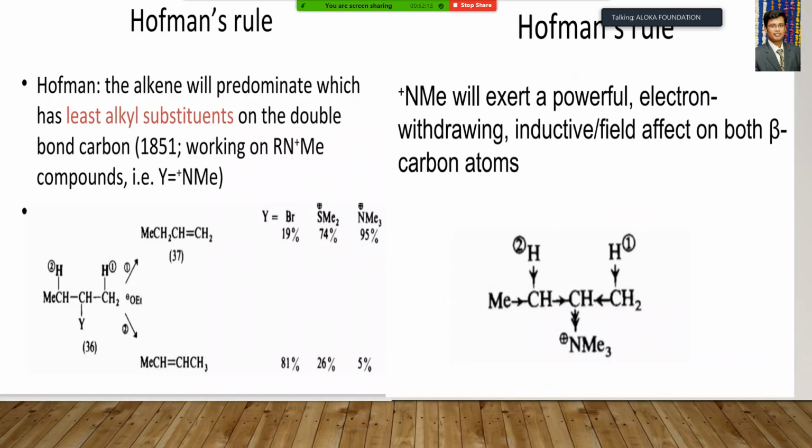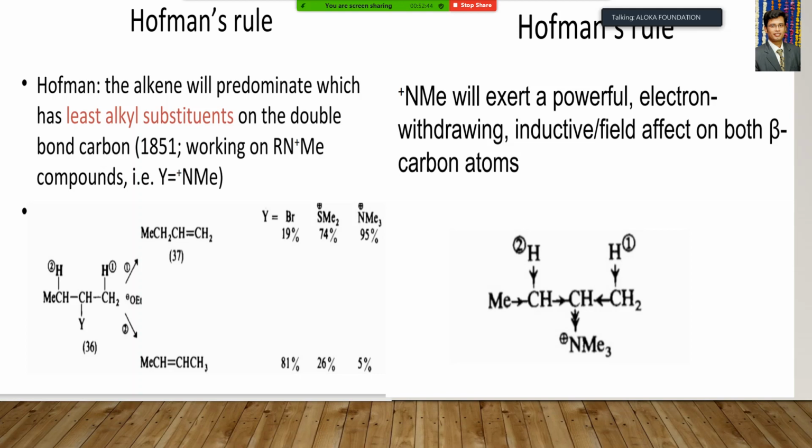Now, Hofmann's elimination rule. The Hofmann elimination rule is entirely different from your Zaitsev rule. The Hofmann rule says that the alkene which predominates is the one with the least alkyl substitution, the least substituted alkyl group will be favored. And this is the same when you take a quaternary ammonium salt and try to heat it, the elimination product will be the one with the least substituted double bond.